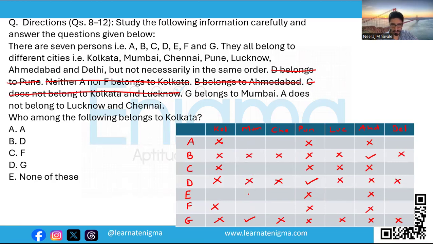So right now we are just marking the tick and cross according to the data which is given to us. I have not drawn any other additional conclusion. Okay. The last hint given is A does not belong to Lucknow and Chennai. So all this is the data given. Now what we'll do is we'll use black ink to make conclusions.